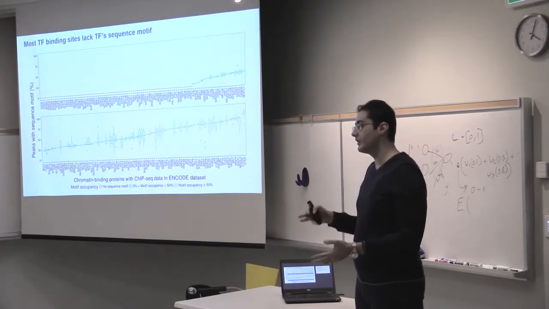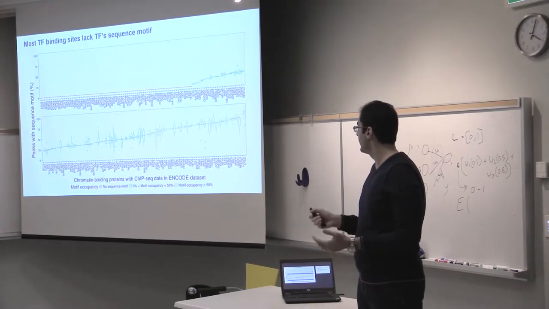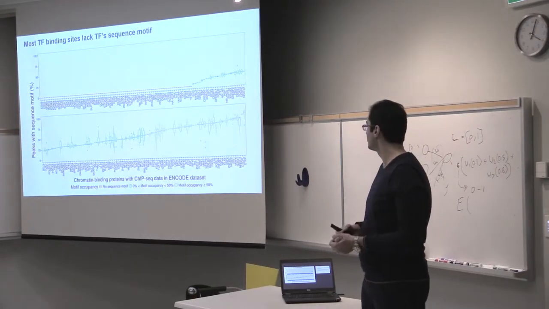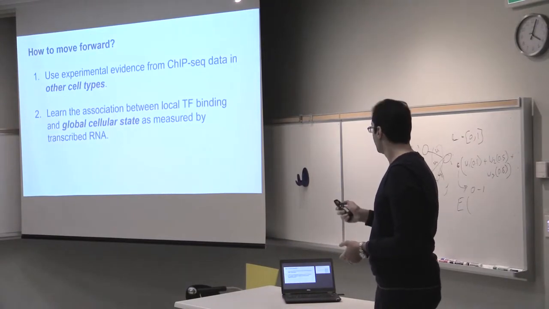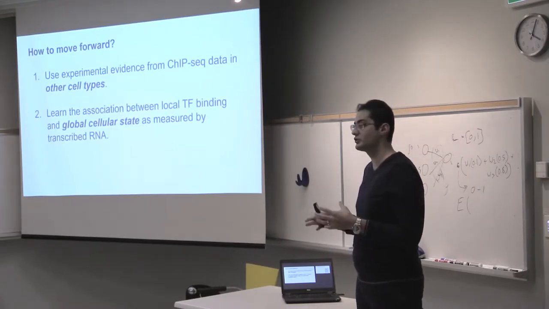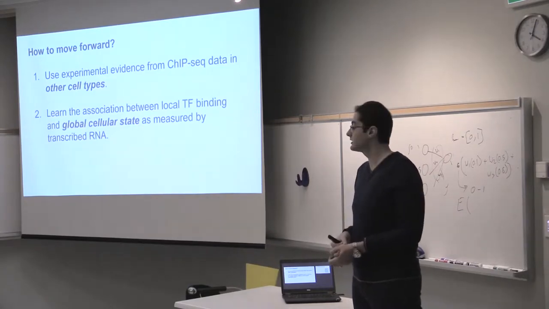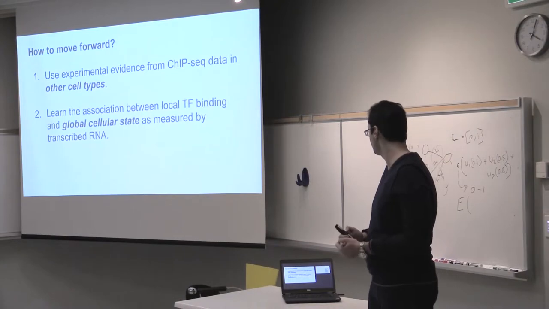So in addition to the false positives that we talked about, there are also too many false negatives that you would get if you rely on methods that mainly focus on sequence reference. So the main idea that we have here is to use direct evidence of transcription factor binding from publicly available ChIP-seq data and also learn the association between gene expression and transcription factor binding.